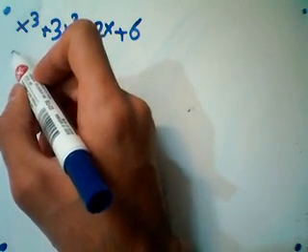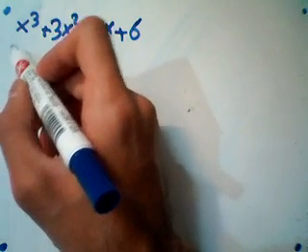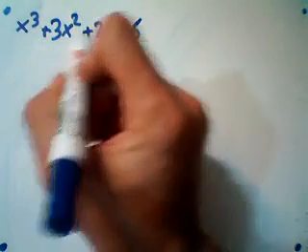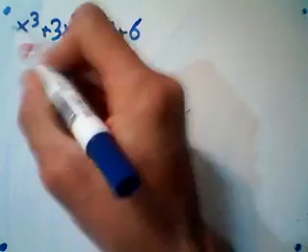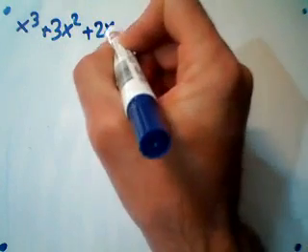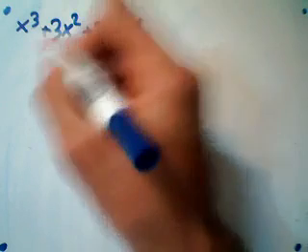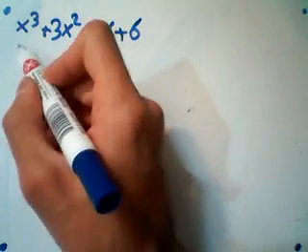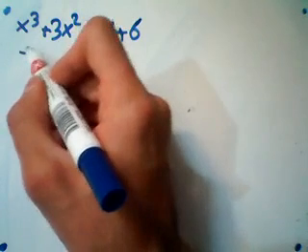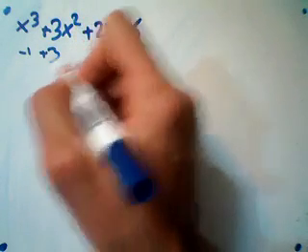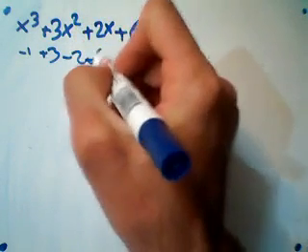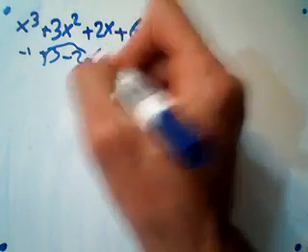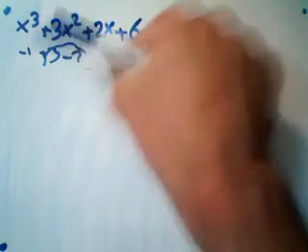Okay, starting by plus and minus 1. Plus 1 certainly doesn't make it 0 because everything would be positive and greater than 0. How about minus 1? That would be minus 1 cubed, minus 1 plus 3, minus 2 plus 6. This is 1, this is minus 1, 0, plus 6.